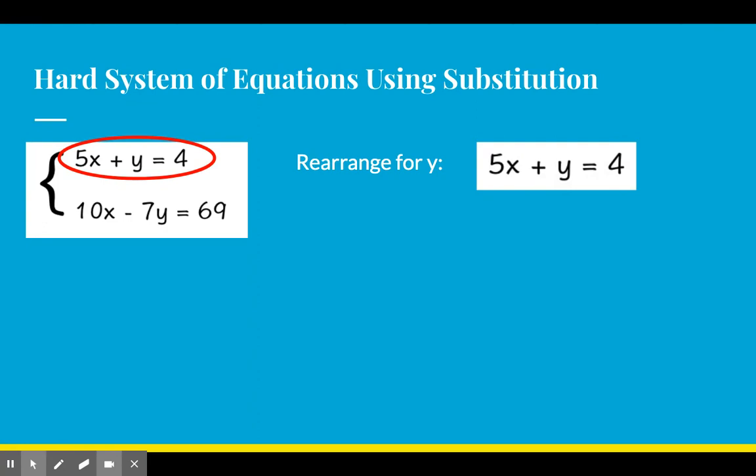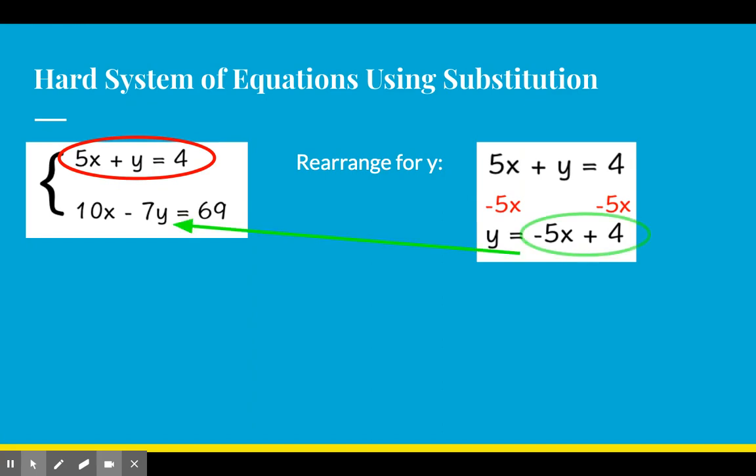So here's my 5x plus y equals 4. I need to subtract the 5x from each side, and I would get y by itself on the left, and then negative 5x plus 4 on the other side. If you wrote 4 minus 5x, that works too. Either way, you'll get the same answer.